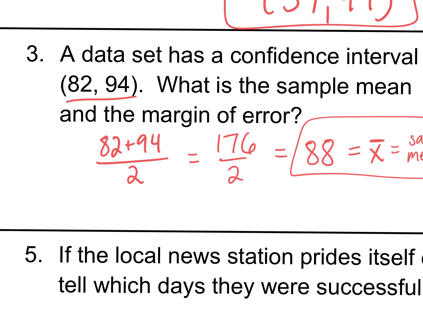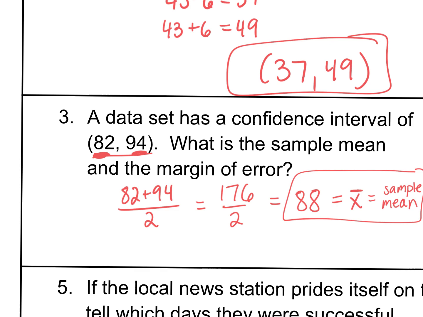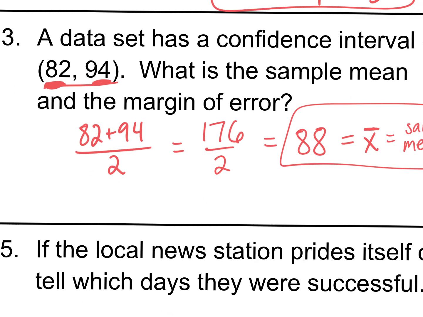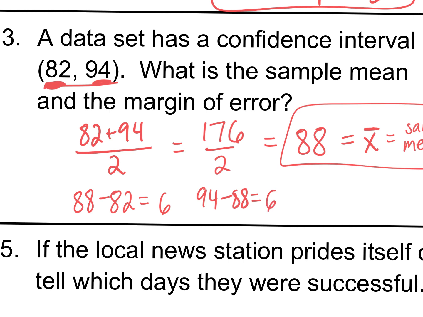So if I know that my confidence interval is 82 to 94 and the mean is 88, what do you think the margin of error would be? Go back up to number 1. 6? Okay. Yeah, so you can find that one of two ways, okay? You could take your mean and subtract your low bound. That gives you 6, okay? You could take your high bound and subtract your mean. That gives you 6, okay? So either way, we just know that 88 is the average of those two numbers.